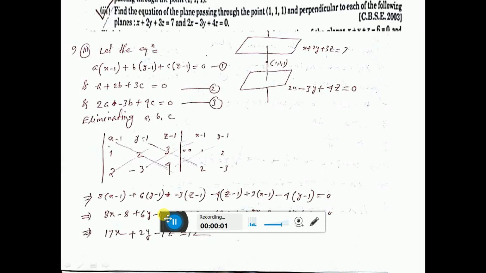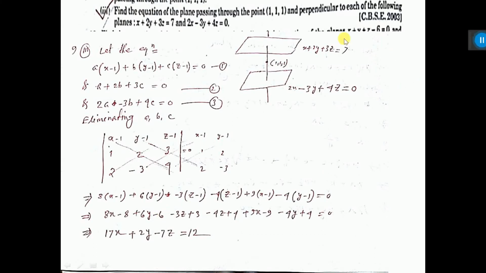Find the equation of the plane passing through the point this, and passing through the point this and perpendicular to each of the following planes. This is one plane and this is another plane.